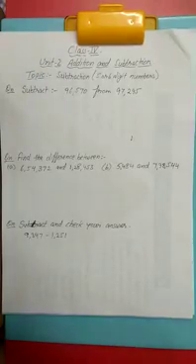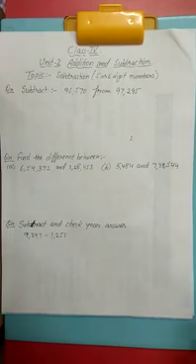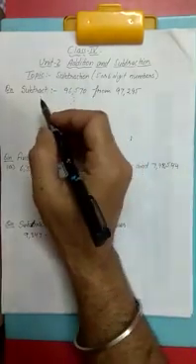Hello students, today we will learn how to subtract 5 or 6 digit numbers. It is the same as we had done in class 3rd, that is subtraction of 4 digit numbers. The only difference is that the digits increase. So I have taken some examples. Let us start with the first example.